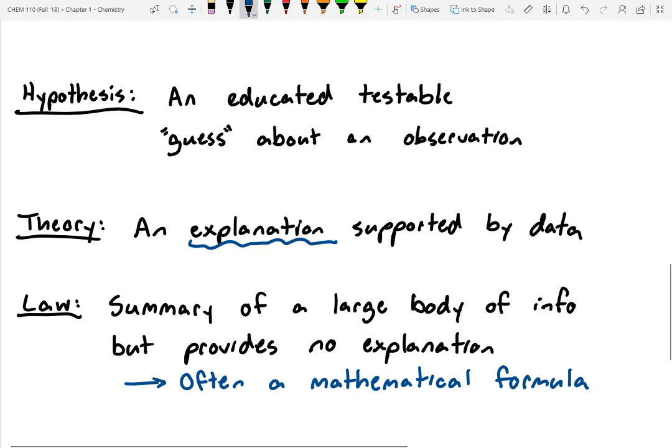A theory, on the other hand, might be something like the theory of evolution, where it says certain species exist due to a process of natural selection, and you'll learn more about that if you go on and take biology classes. So they are different, right? Theory is the why, laws just explain something without the why.